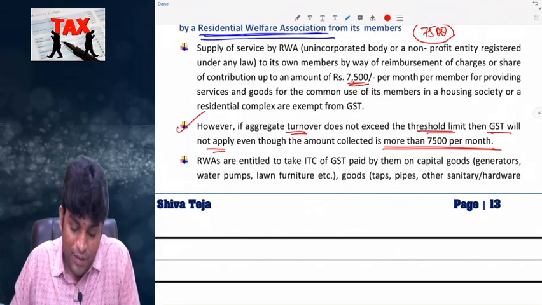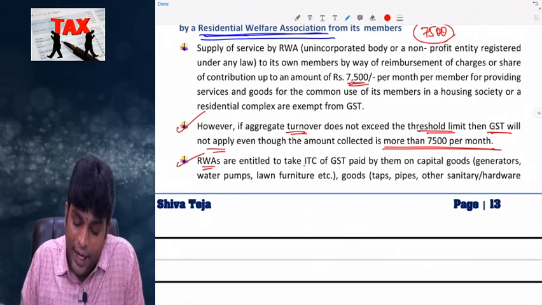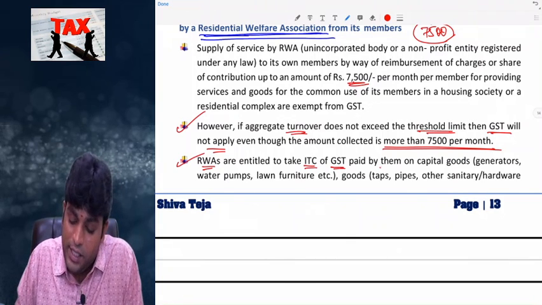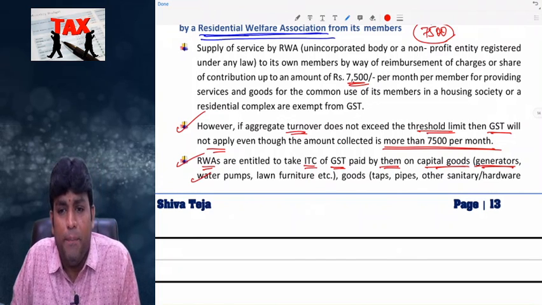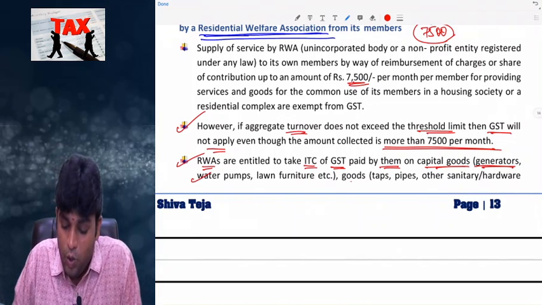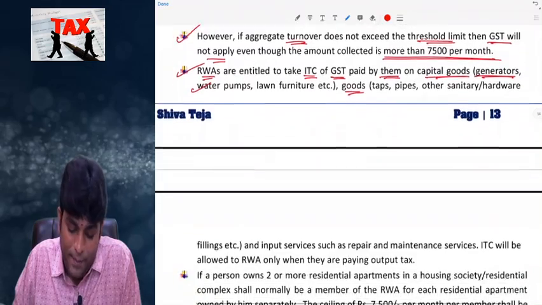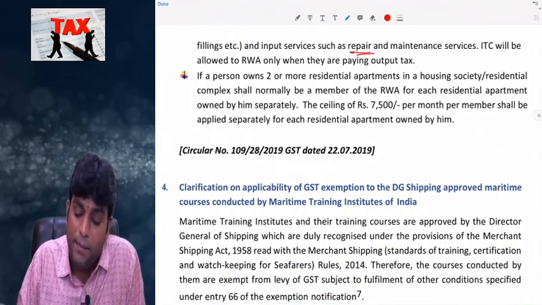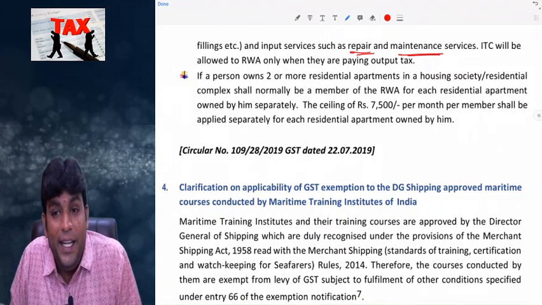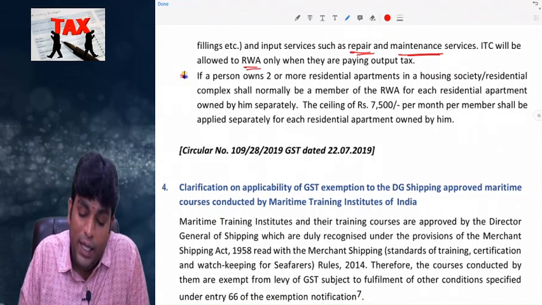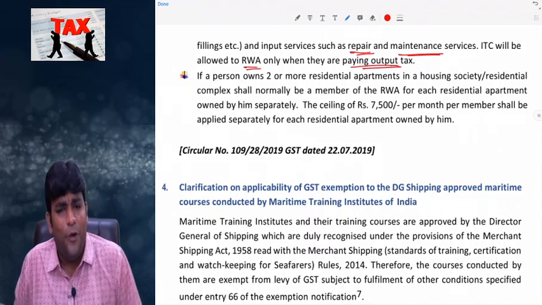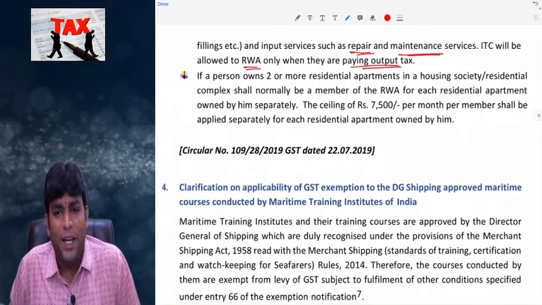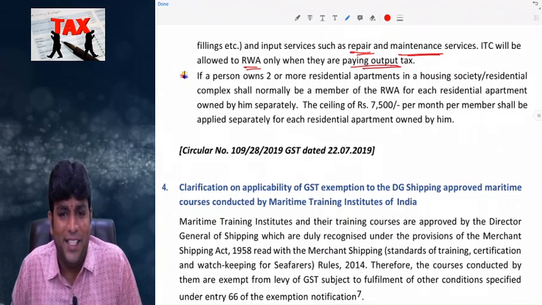Then RWAs are entitled to take ITC of GST paid by them on capital goods such as generator, water pump, lawn furniture, etc., goods such as taps, pipes, sanitary hardware, and input services such as repair and maintenance services. And ITC will be allowed to RWA only when they are paying output tax. Obviously, common sense. If you are not paying output tax, how can you claim input tax credit?